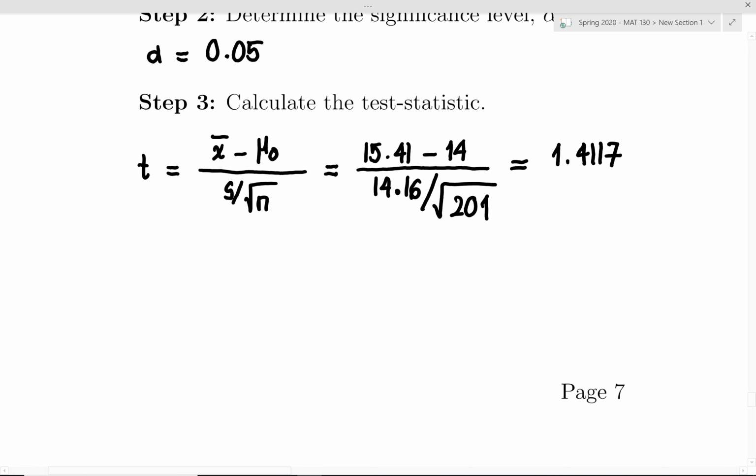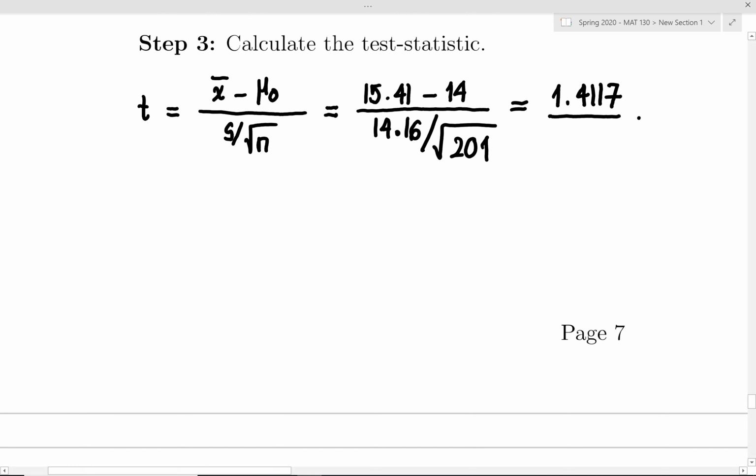That's our t-value. If we were to try to find this information on a table, is the t-value enough to identify the information from a table? Not quite. We also need the degree of freedom. So what is the degree of freedom here? It is going to equal 200, which is 1 less than the sample size. So the degree of freedom is 200.